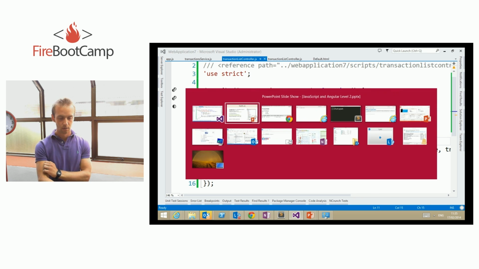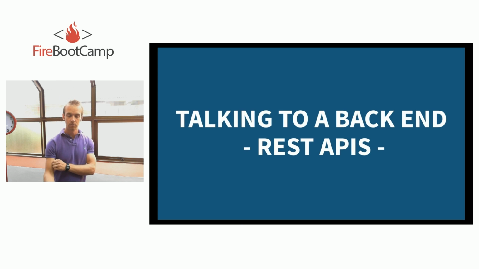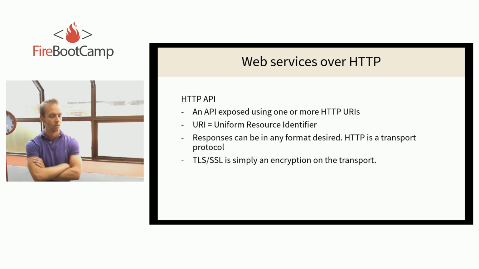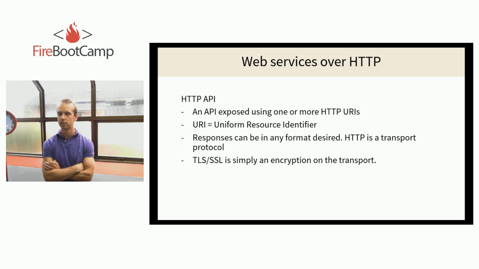Cool. All right, so let's go pull some real data down. So REST as a concept. So we like running web services over HTTP, right? HTTP API, something we expose over HTTP as a protocol. URIs, important thing to note, Uniform Resource Identifier is what they stand for. That becomes important. HTTP is nice because responses can be in any format we desire. We can send back XML, we can send back JSON, we can send back CSV, all sorts of stuff. It's a great format for that.